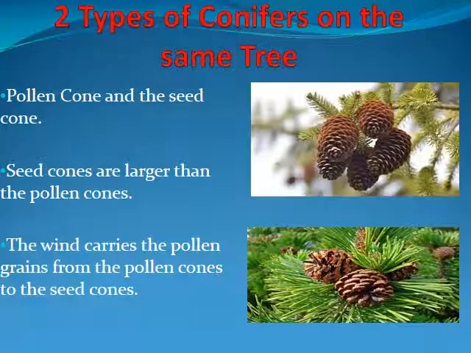We have two types of cones on the same tree. How many types? We have two types. What are they? Yes, Sabine. Pollen cone and the seed cone. We have two types, the pollen cone and the seed cone. Seed cones, as we know, are larger than the pollen cones. The wind carries the pollen grains from the pollen cones to the seed cones.